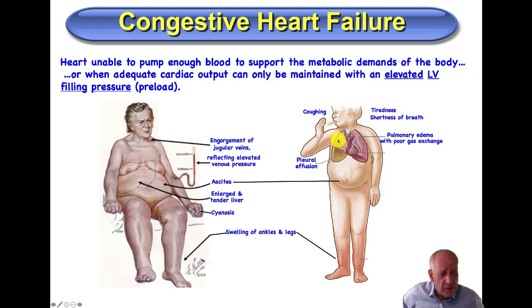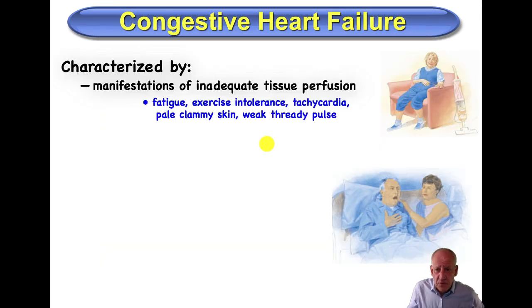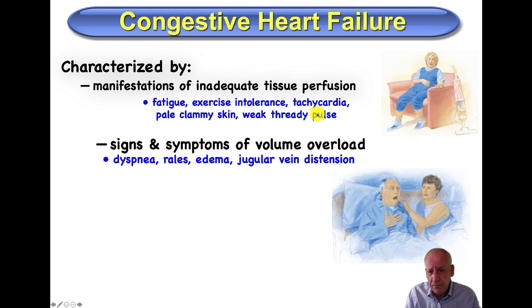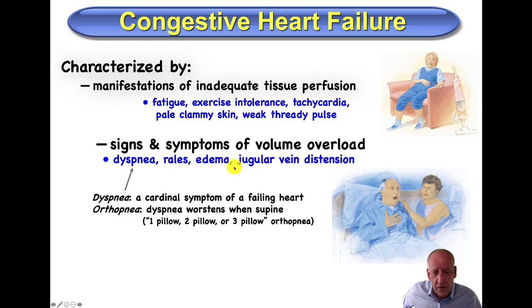And this edema can cause special problems in the lung. Pulmonary edema with pleural effusion can make for poor gas exchange, further compromising the oxygenation of blood to the failing heart. Let's recap. Congestive heart failure is characterized by manifestations of inadequate tissue perfusion: fatigue, exercise intolerance, activation of the baroreflex with sympathetically driven tachycardia, and vasoconstriction of the cutaneous circulation, a low stroke volume producing a weak, thready pulse. Signs and symptoms of venous volume overload: dyspnea and rales due to pulmonary edema and jugular vein distension.